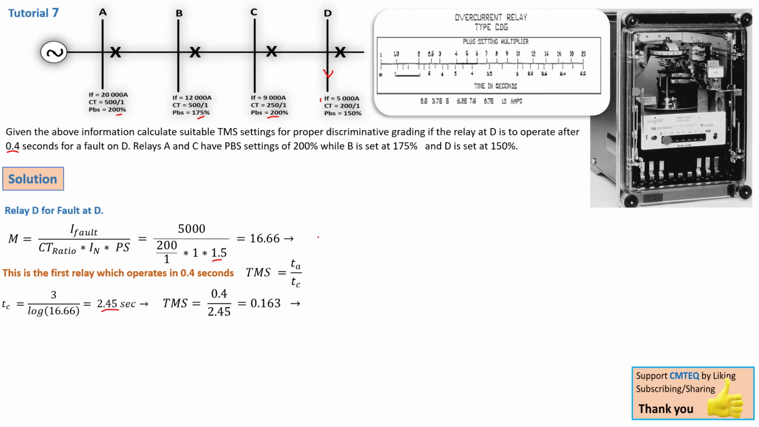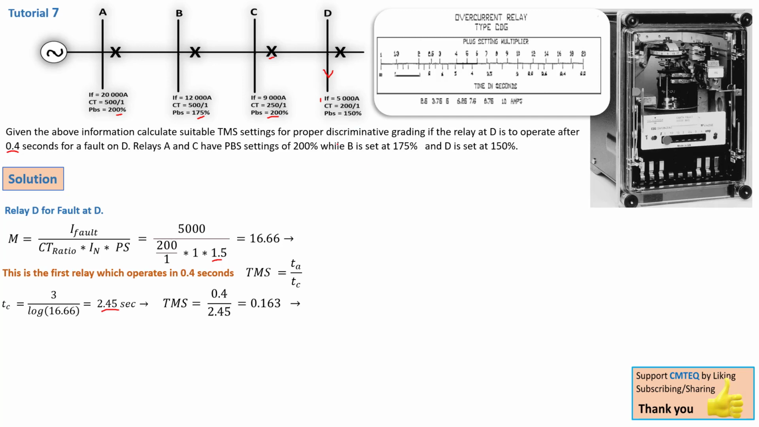Now we need to move on to the next relay, that is relay C, the relay on bus bar C. Now it becomes interesting here. Not only must this relay C trip the power when there is a fault on C, it must also do so when there is a fault on D, assuming that relay D fails to open. Because if relay D opens, then relay C doesn't have to worry about bus bar D being isolated.